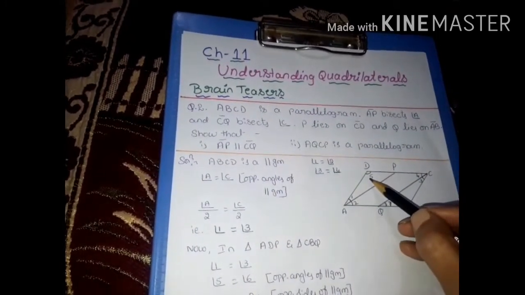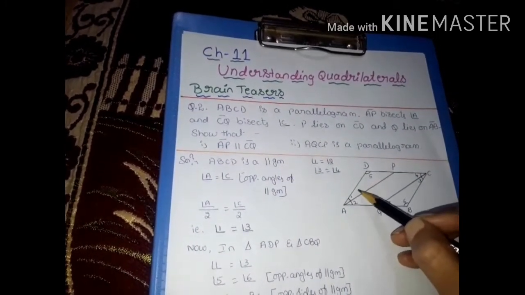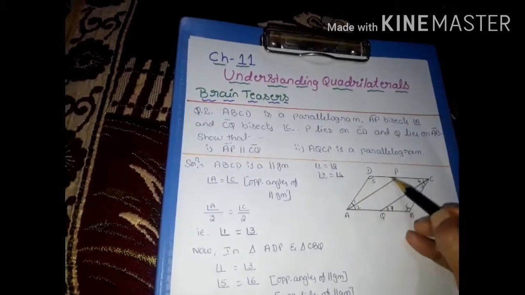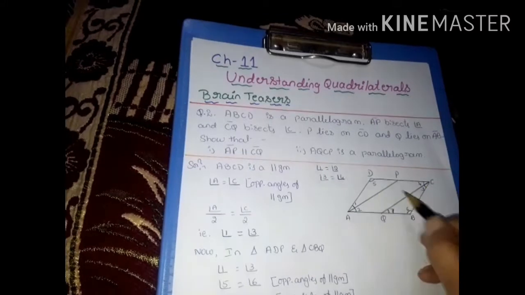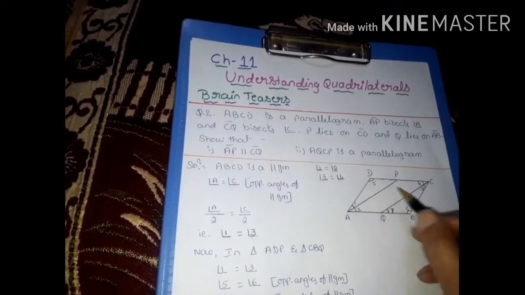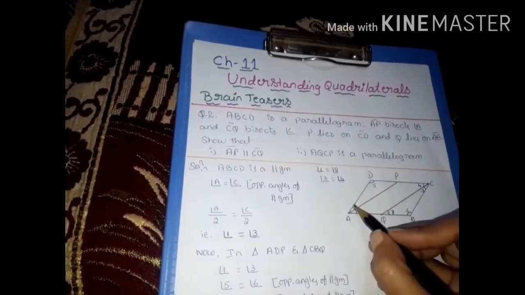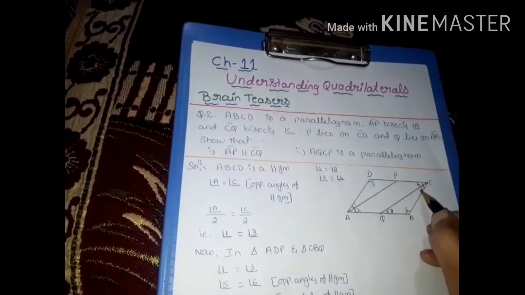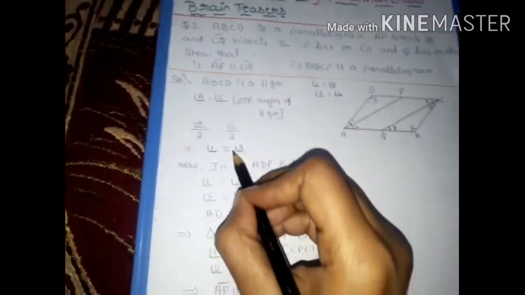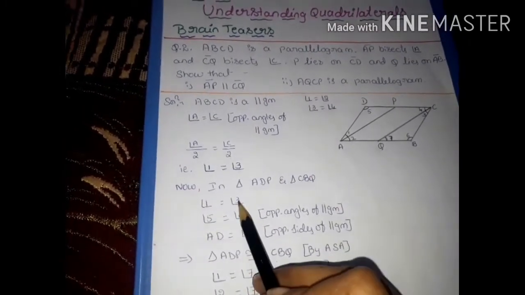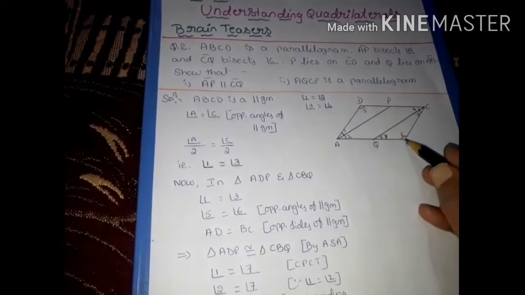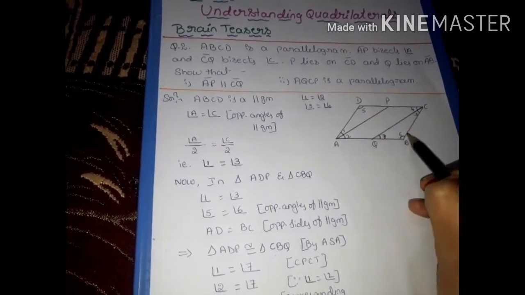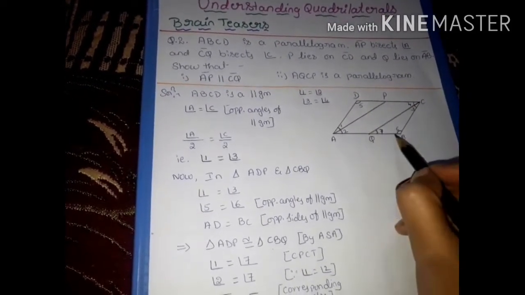Now consider two triangles. Which two triangles? Here in the diagram, ADP is one triangle and CBQ is another triangle. Consider these two triangles. In these two triangles, angle 1 equal to angle 3. Now I showed here angle 1 equal to angle 3. In triangles ADP and CBQ, angle 1 equal to angle 3. Angle 5 equal to angle 6.